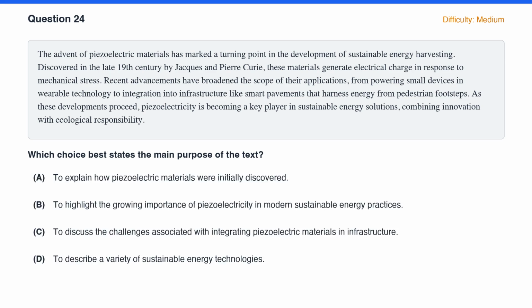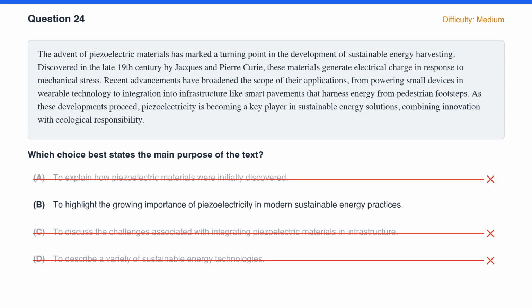We need a choice that captures the passage's central thrust, framing piezoelectricity as an emerging force in sustainable energy. The right answer should reflect both the broadening applications and the ecological framing, not a side detail. Choice A points to the Curie's discovery, but that historical note is one supporting sentence, not the focus. Choice C raises challenges of integration, yet the passage describes advancements and successful applications, never obstacles.